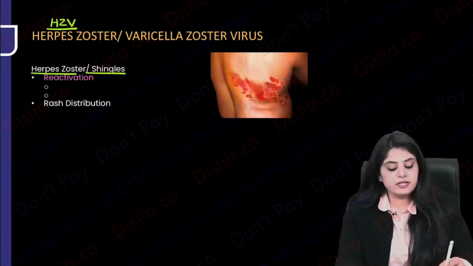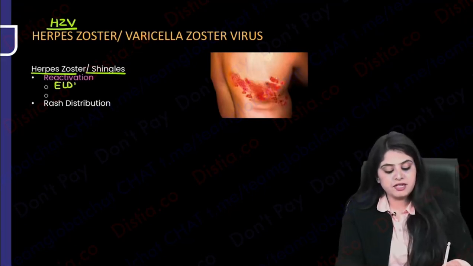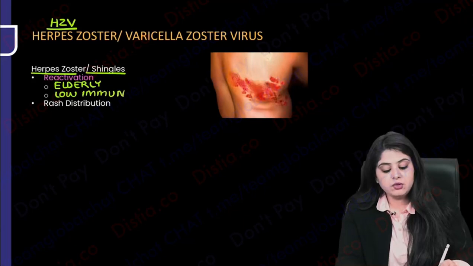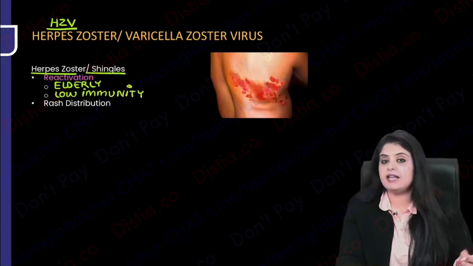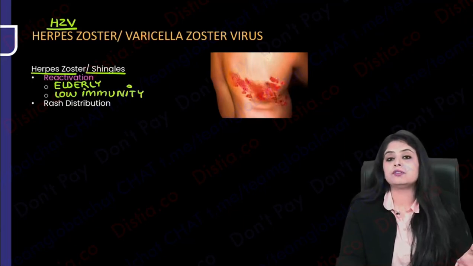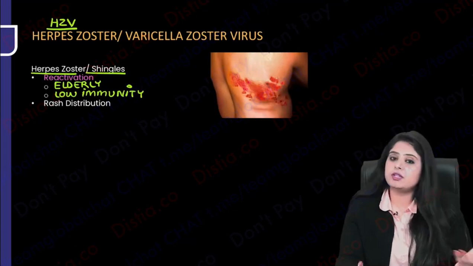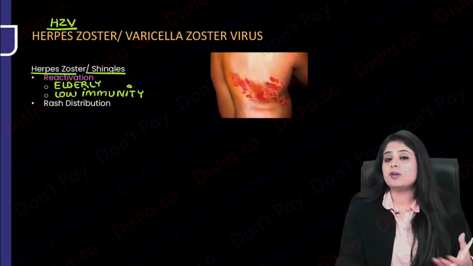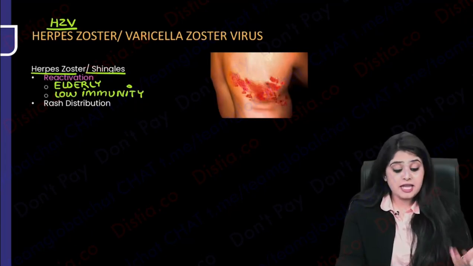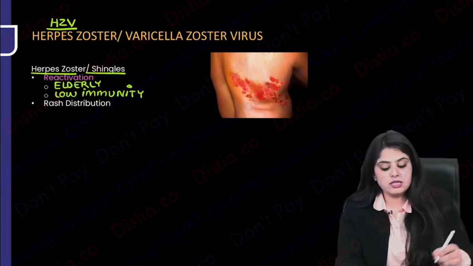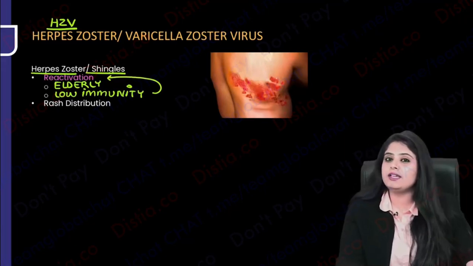So in which situation will it get reactivated? When the person is very, very old. So in elderly people, or whenever the immunity of the person goes down. Immunity could go down because of some kind of malnourishment. Immunity could go down because of any HIV, agar positive ho gaya, to of course the immunity will go down. So any situation, prolonged fasting, any situation which lowers the immunity, and the herpes zoster will get reactivated.